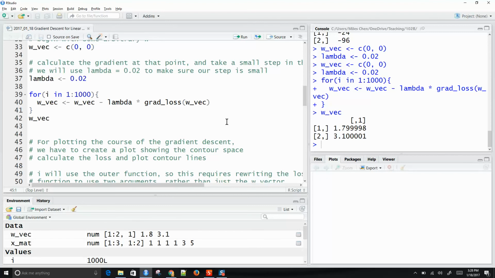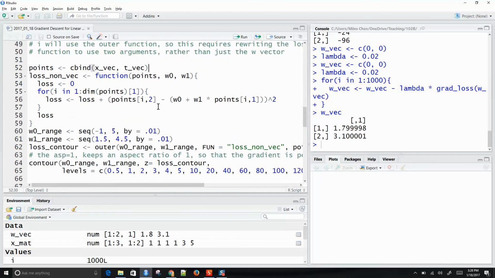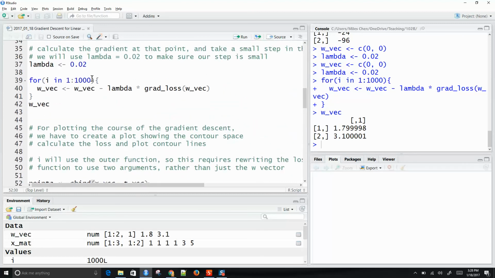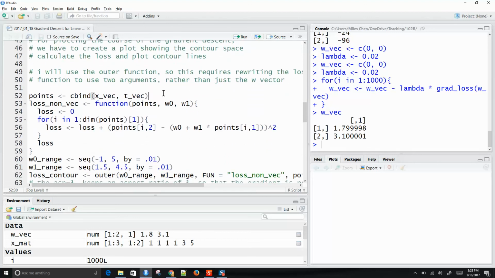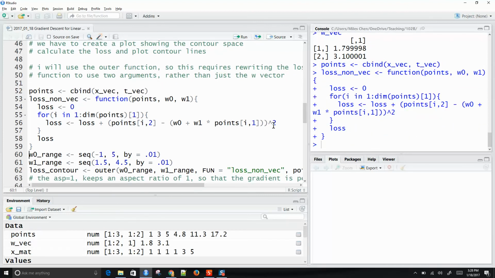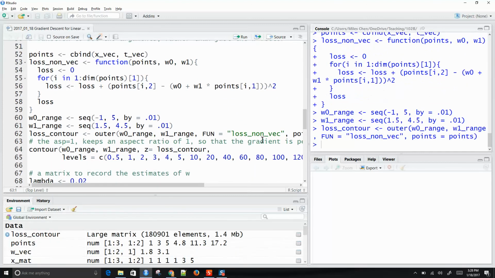Let me illustrate what this does visually. I had to write a bunch of functions just to create a plot here. But in essence, this is the gradient descent algorithm. The next value that we're going to use is our current value minus lambda times our gradient at that point. So here I have to create a bunch of stuff, like a points matrix and a way to calculate our loss function at all of these points, just to create a contour plot.